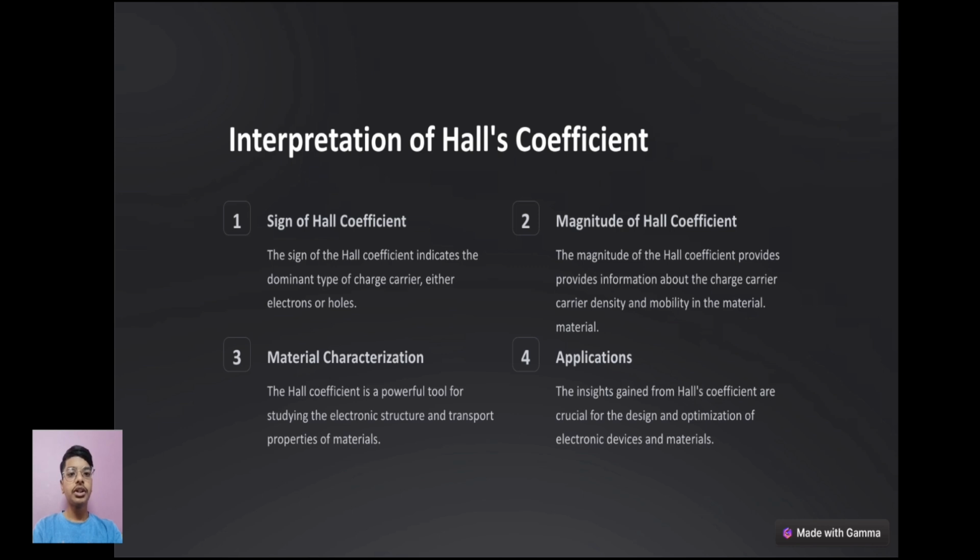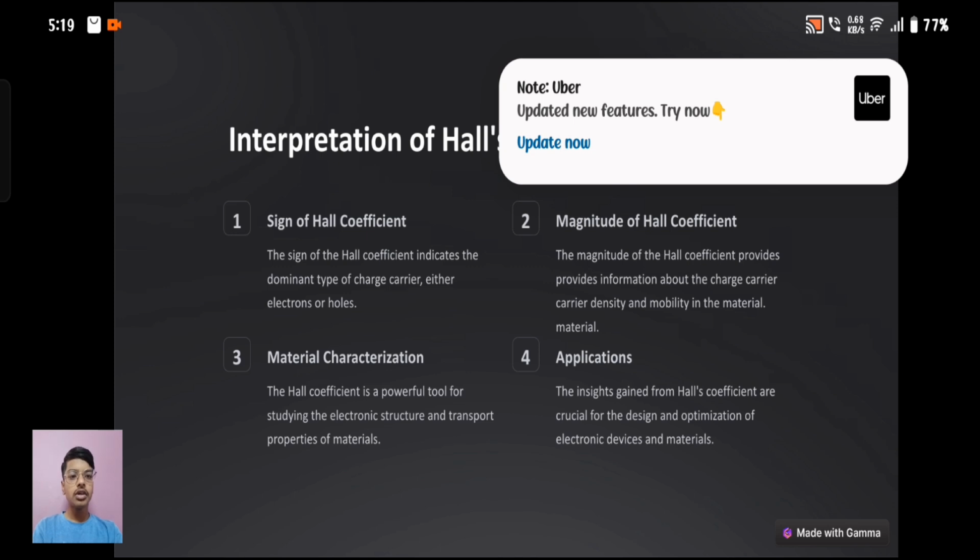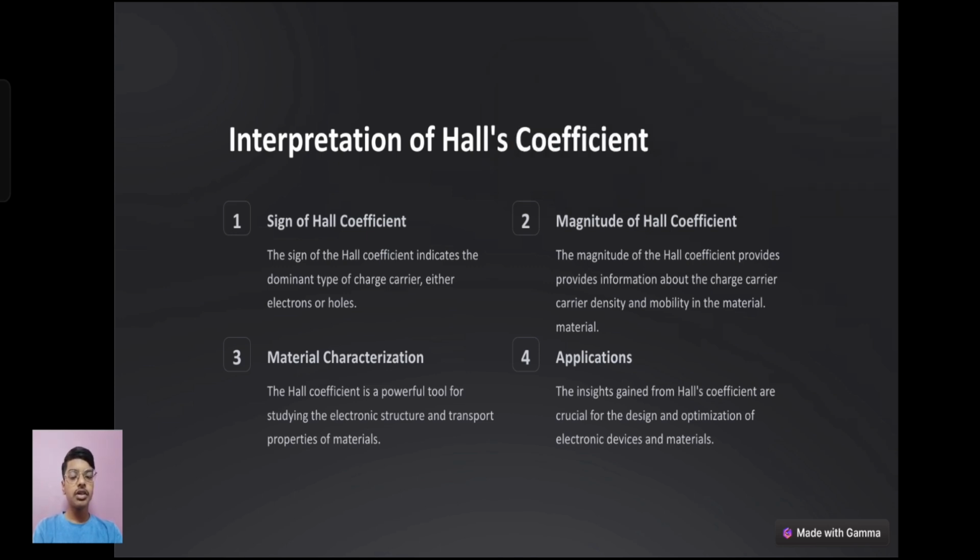Interpretation of Hall coefficient. Sign of Hall coefficient. The sign of Hall coefficient indicates the dominant type of charge carrier, either electrons or holes. Magnitude of Hall coefficient. The magnitude of Hall coefficient provides information about the charge carrier density and the mobility in the material. Material characterization. Hall coefficient is a powerful tool for studying the electronic structure and the transport properties of materials. Applications. The insights gained from Hall coefficient are crucial for the design and optimization of electronic devices and materials.